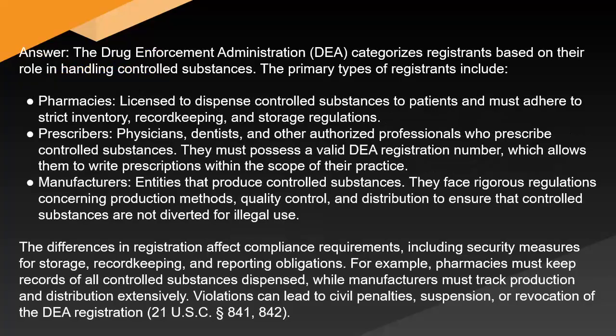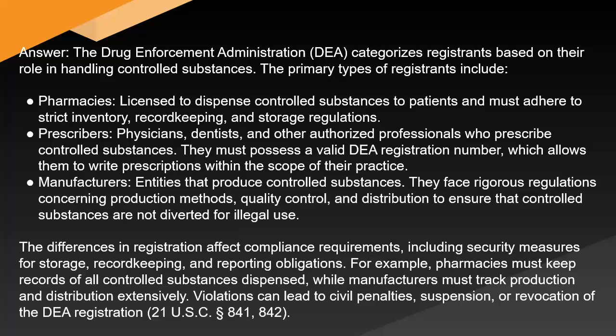Answer: the Drug Enforcement Administration categorizes registrants based on their role in handling controlled substances. The primary types of registrants include pharmacies, licensed to dispense controlled substances to patients and must adhere to strict inventory, record-keeping, and storage regulations. Prescribers, physicians, dentists, and other authorized professionals who prescribe controlled substances. They must possess a valid DEA registration number which allows them to write prescriptions within the scope of their practice. Manufacturers, entities that produce controlled substances.